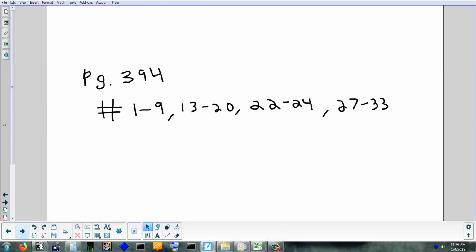All right. So this is the last homework assignment for this term, or if I end up doing my grades early, I'll count this as the first homework assignment for next term. Either way, it's going to be a homework assignment. I'm just not sure which term we'll put it on. So it's page 394, 1 through 9, 13 to 20, 22 to 24, and 27 to 33. Okay, so that's due on, is it the 14th? Yes. So that'll be due on the 14th.